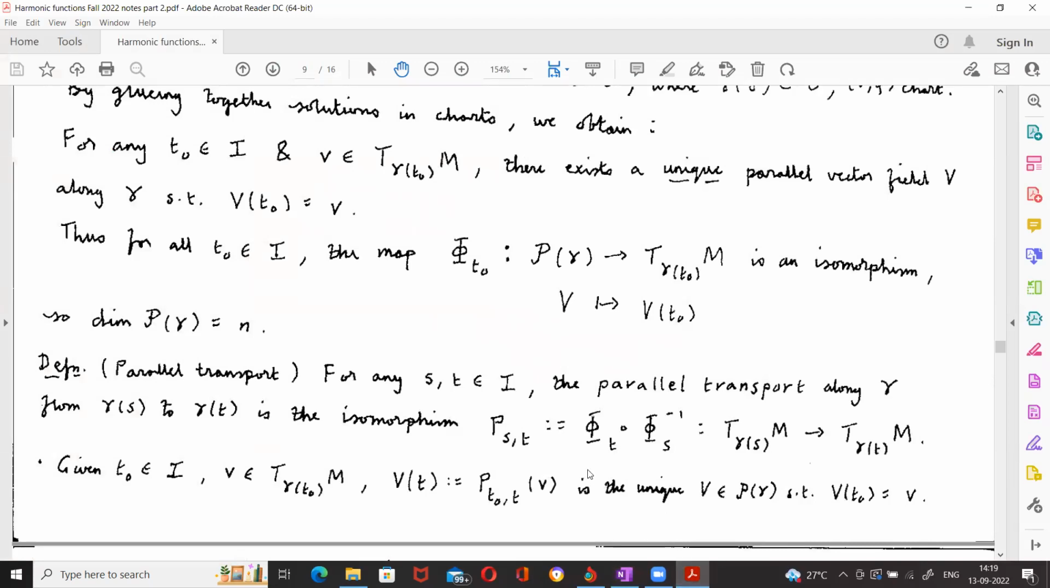And in terms of this isomorphism, you can describe any parallel vector field, right? Given a point t naught in I and a vector v in the tangent space at gamma(t naught), the unique parallel vector field whose value at t naught is equal to v is just given by applying the parallel transport isomorphisms, P sub t naught,t applied to v, right? Is this clear? Yes.